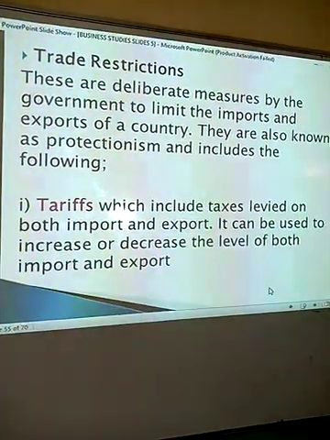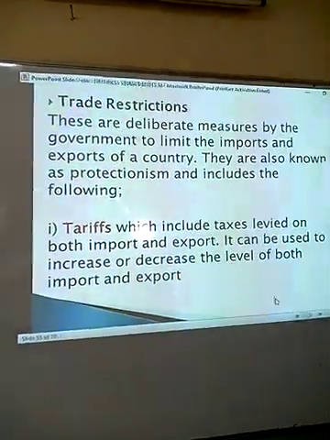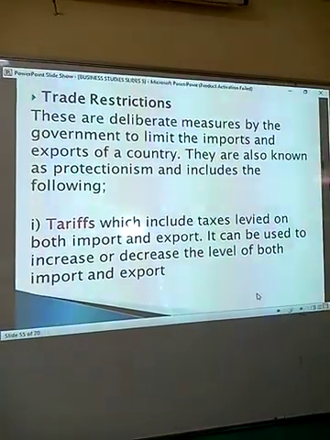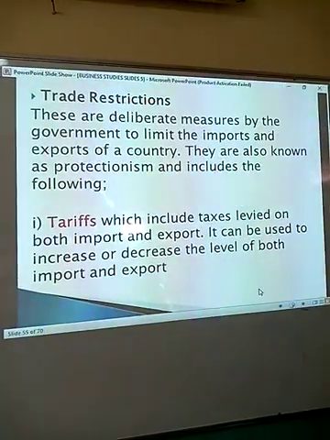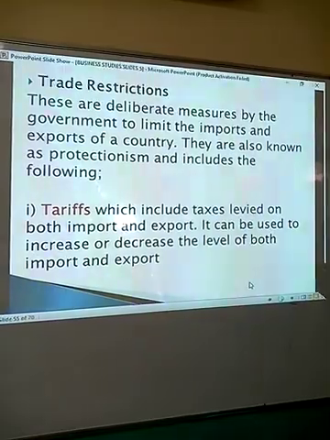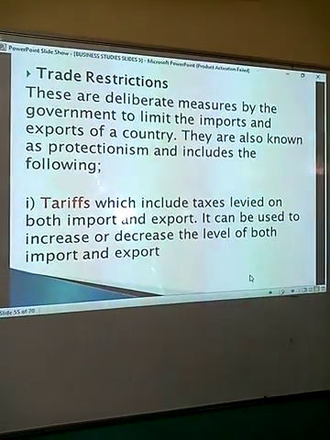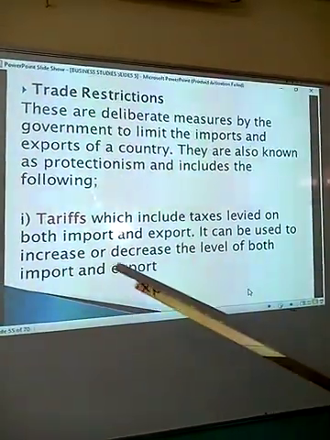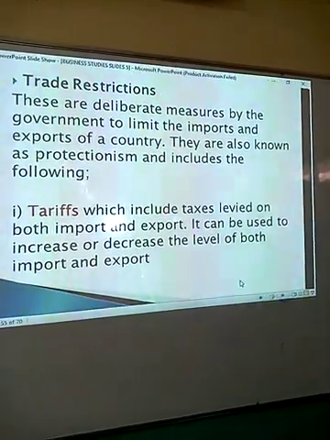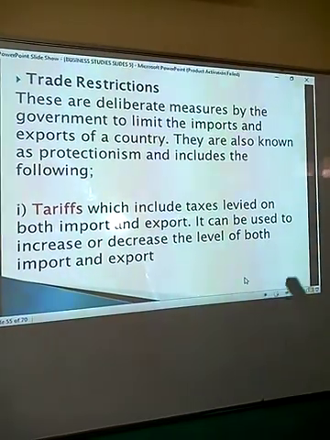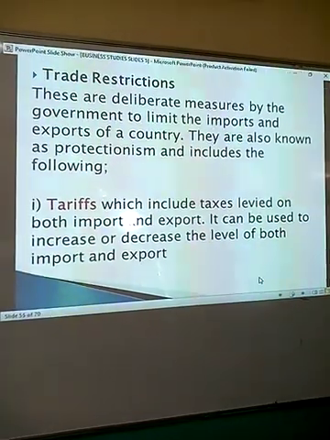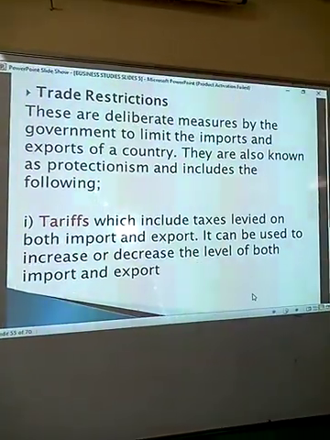And later on, we'll look at some of the reasons why certain economies can decide to restrict trade between them and other countries. Now, one way in which a trade restriction can be done is the imposition of tariffs. And when we talk of tariffs, we refer to the taxes which are levied on both the import and the export.